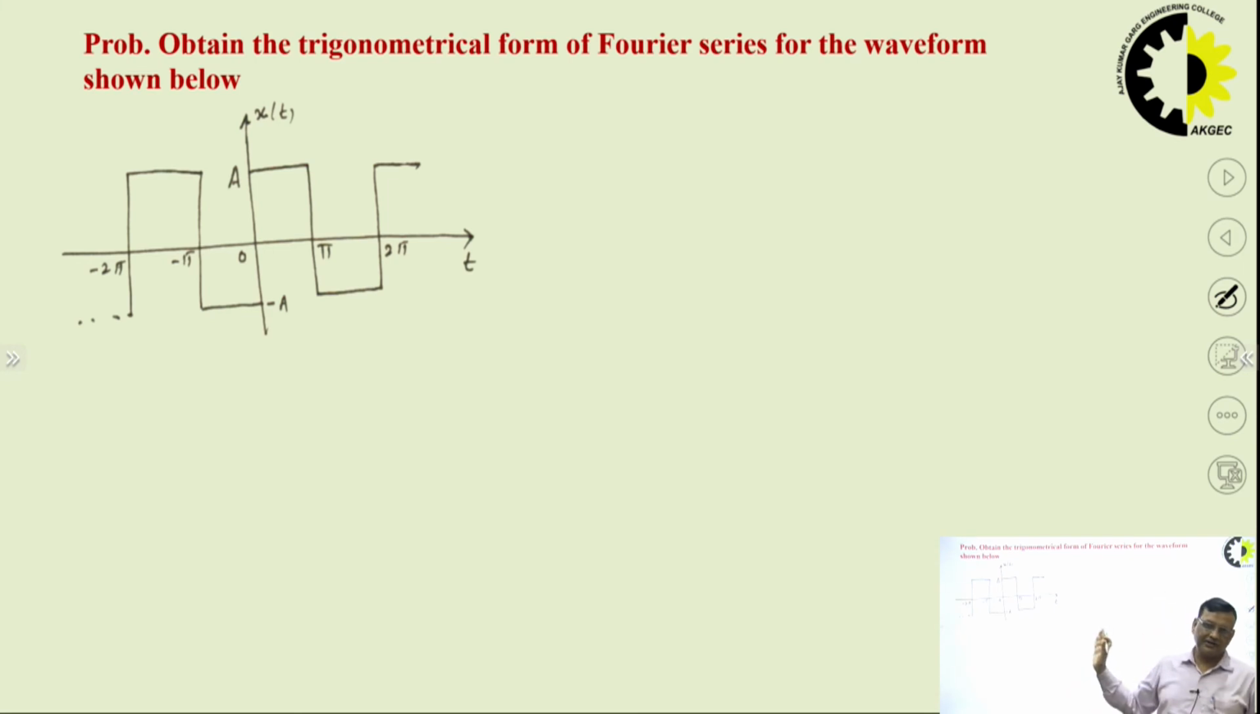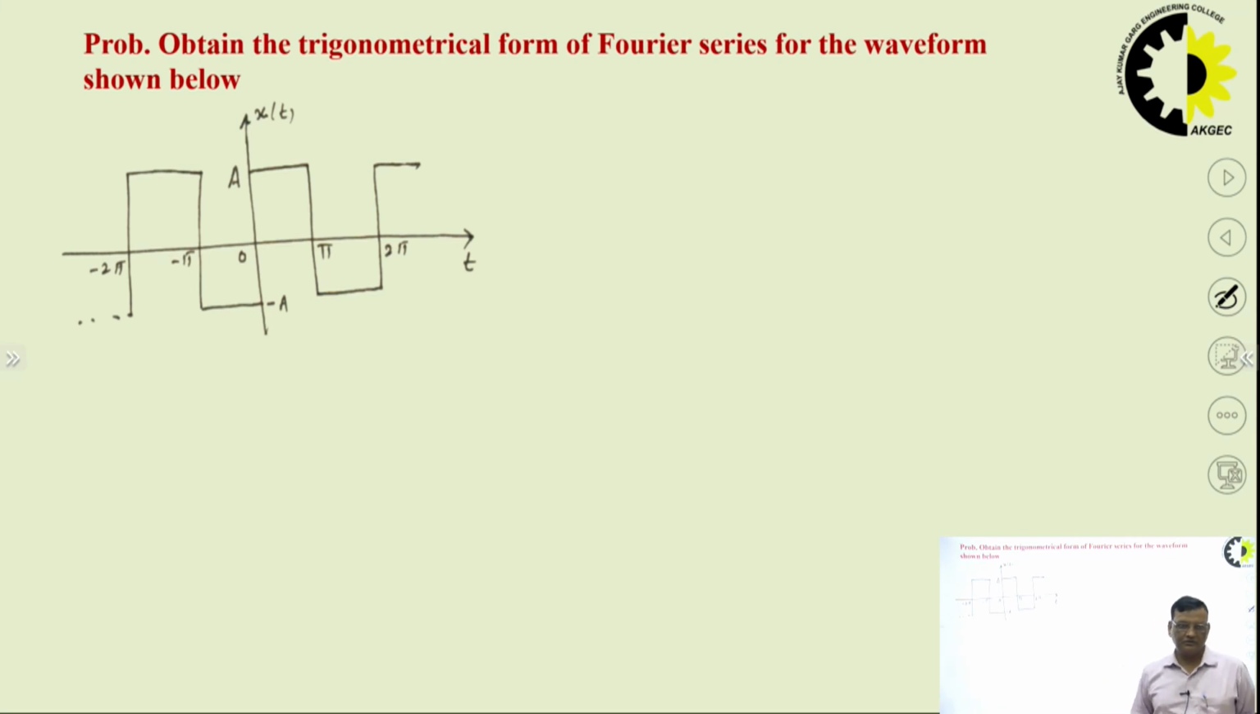Then we try to find a0, which is 1 by T integral 0 to T of f(t) dt, bn is 2 by T integral 0 to T of f(t) sin n omega t dt, and an is 2 by T integral 0 to T of f(t) cos n omega t dt. So you have to integrate 3 times for a0, an and bn if you have no idea about the waveform symmetry. If you have some idea, then the calculation will be simple, and fewer coefficients will be required to evaluate.